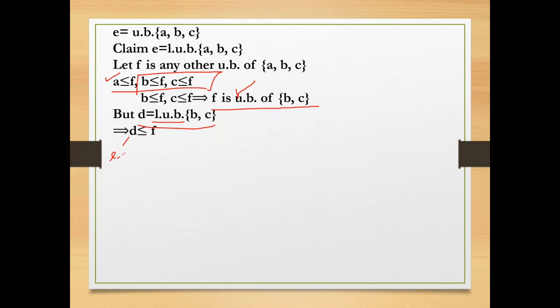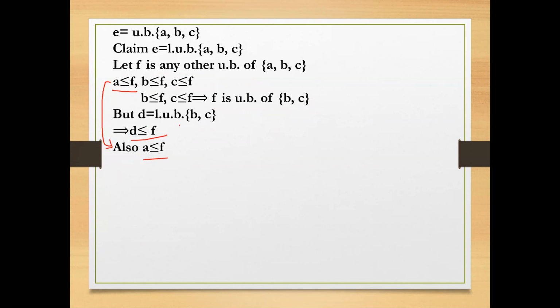D is the least upper bound and F is the upper bound. So we all know that the relation between least upper bound and upper bound will be, obviously, least upper bound will be less than or equal to upper bound. That's why we have D less than or equal to F. Now the A less than or equal to F that we had not used earlier, we are now going to use.